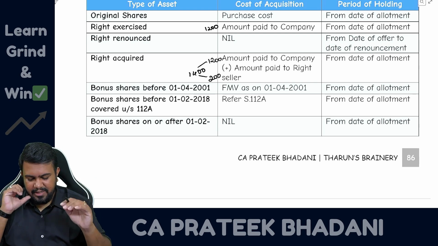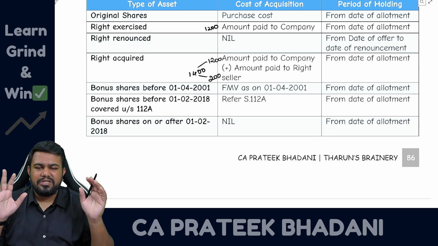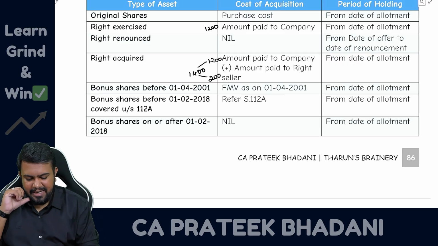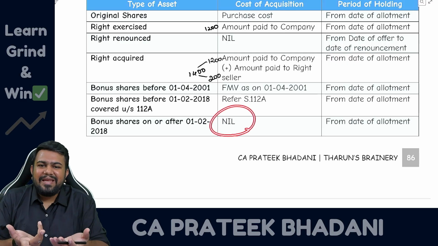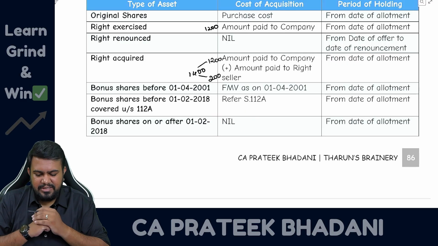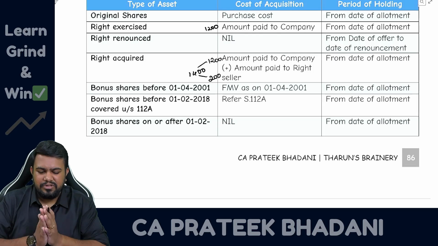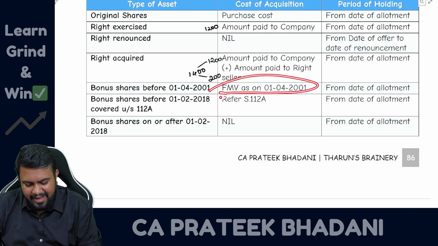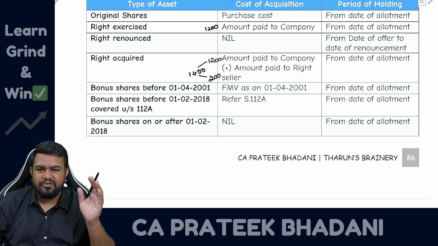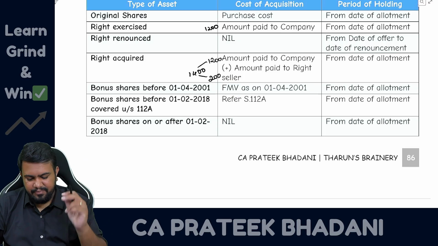So generally, what is the value of bonus shares? Cost price of bonus shares? It is 0 because I did not pay any money to get the bonus shares. However, if the bonus shares were received before 1/4/2001, then you can take the fair market value as on 1/4/2001 as the cost of acquisition, because I have already discussed it with you.